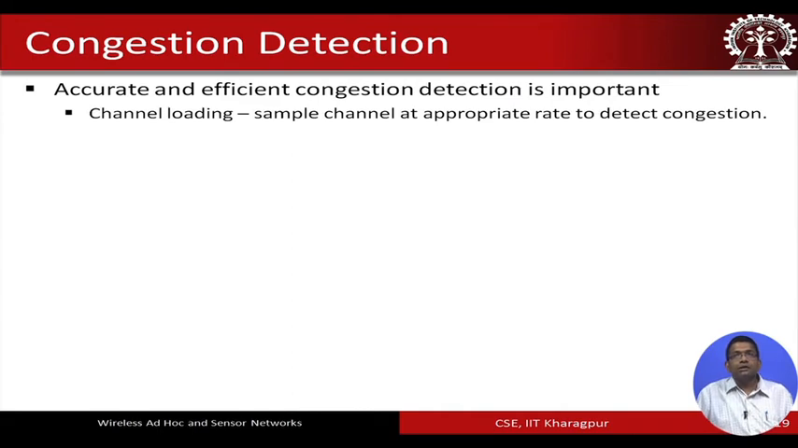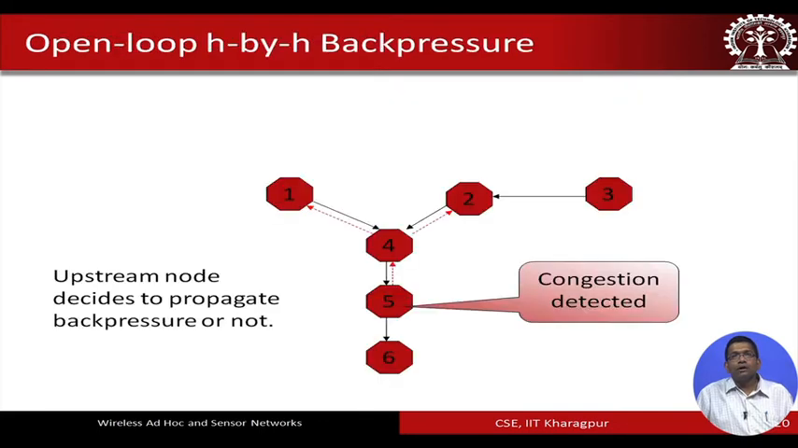So, congestion detection is all about accurately and efficiently detecting congestion, and so this is a very important issue. This is what CODA basically prescribes, that after congestion is detected, you perform open loop hop by hop back pressure. As we have seen, in open loop, what is done is to inform the neighbors. In this particular example, let us consider that node 5 detects that there is some congestion.